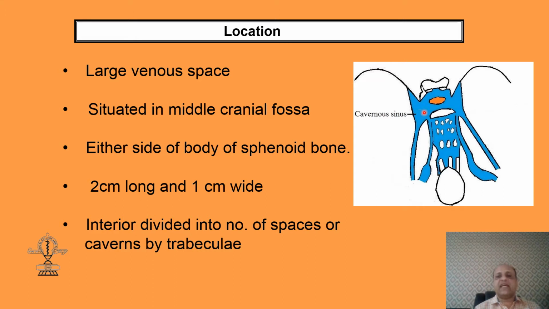So the cavernous sinus is situated on either side of the body of sphenoid bone. This orange structure you see here represents the pituitary, which lies on the body of sphenoid bone. It is a venous space. It is 2 centimeter long, 1 centimeter wide, and you know why it is called cavernous sinus? It is called cavernous sinus because its interior is divided into a number of spaces or caverns by trabeculae.